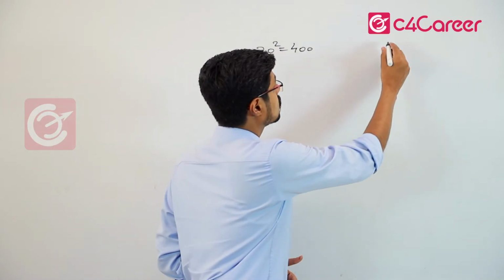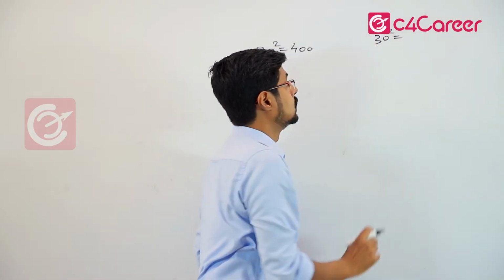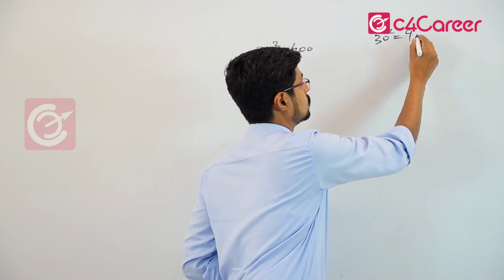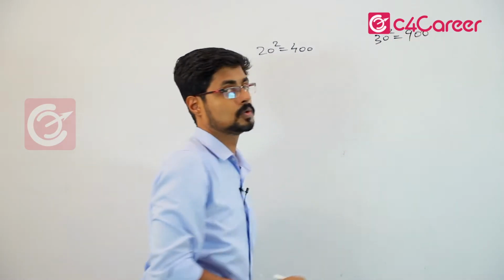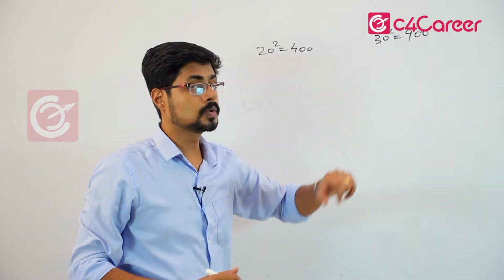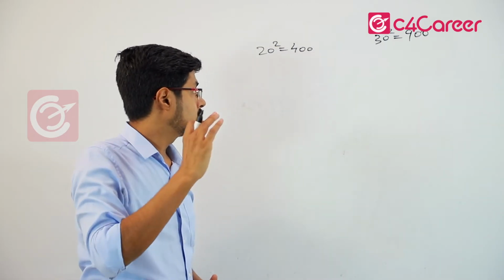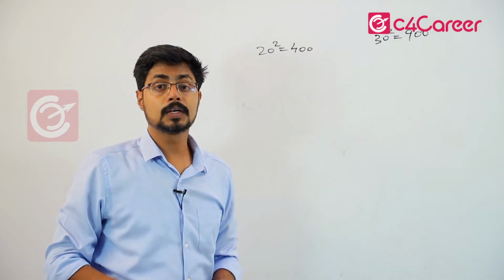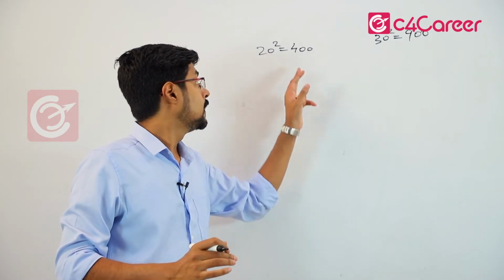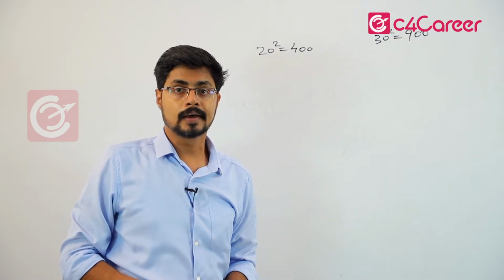What is 30 square? 3 square is 9, and you will put 2 zeros. So 30 square is equal to 900. So remember this fact in your mind that 20 square is 400 and 30 square is 900.